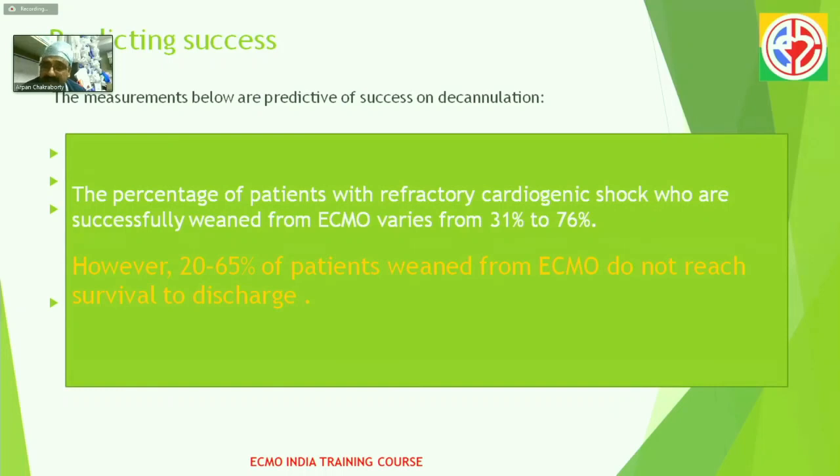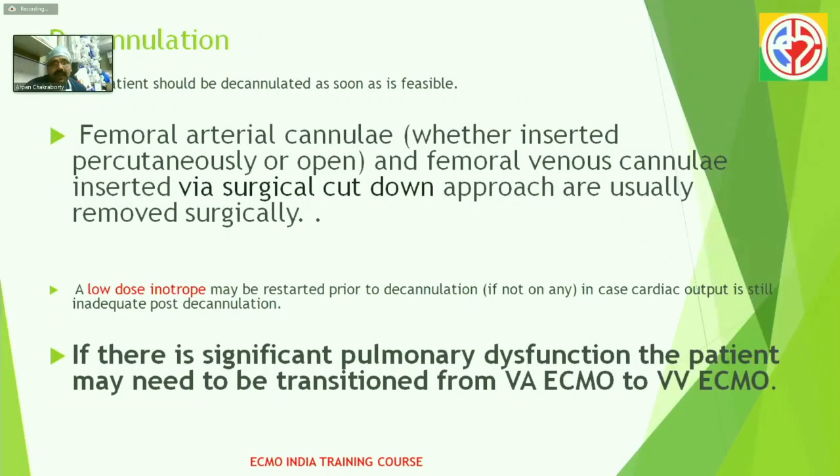And decannulation, as we do surgically, femoral arterial cannula and venous cannula, we can take out percutaneously. And if you have a significant pulmonary dysfunction, like our patient had for some 2 days, we might change from VA ECMO to VV ECMO for a shorter period of time at that point of time. Rehab and follow-up is most important, that we continue to do for our survivors.